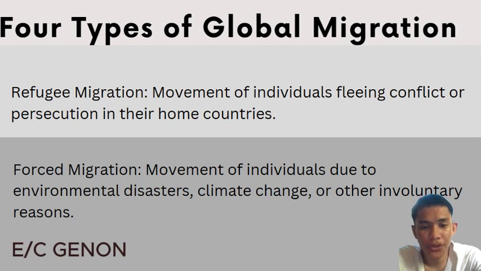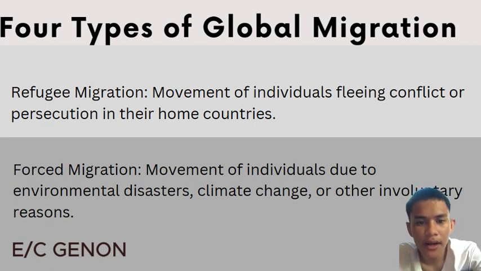Refugee migration refers to the movement of individuals who are forced to flee their home countries due to conflict, persecution, or other forms of violence. These individuals, known as refugees, seek safety and protection in other countries or regions. Refugee migration is often driven by dire circumstances, including war, political instability, human rights abuses, or ethnic and religious persecution. Refugees are typically unable or unwilling to return to their home countries due to their fear of persecution or harm.